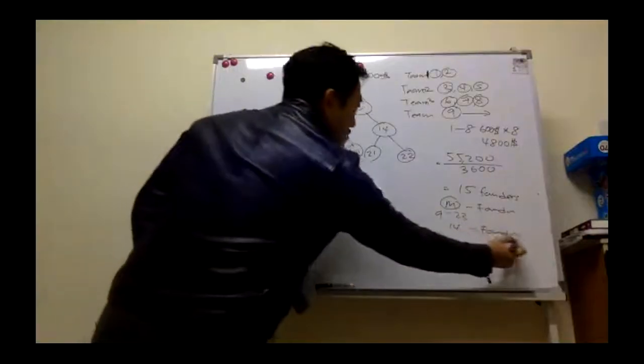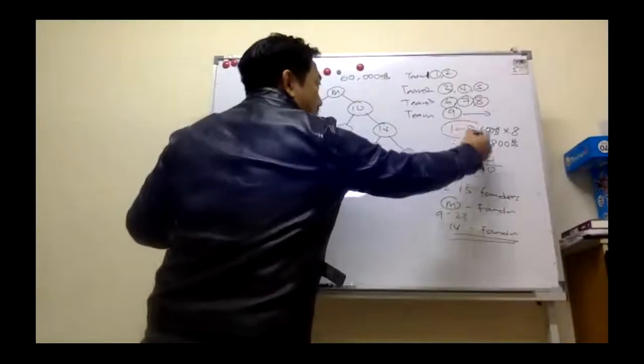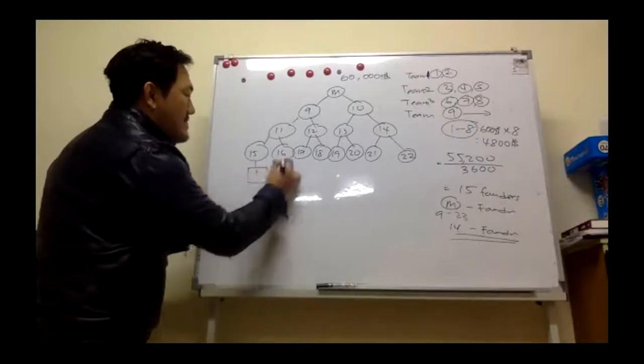So that's 14 founders placed. Next are the 1 to 8, the pool ones. So you can just place them here.